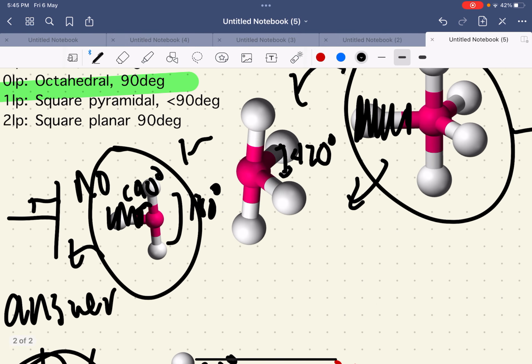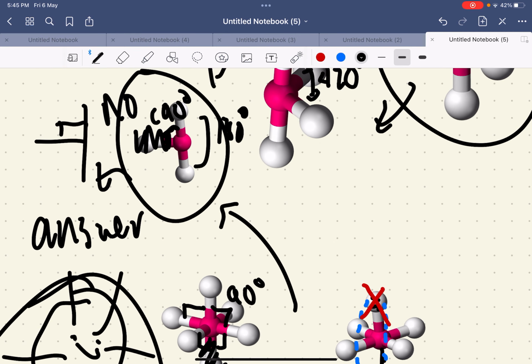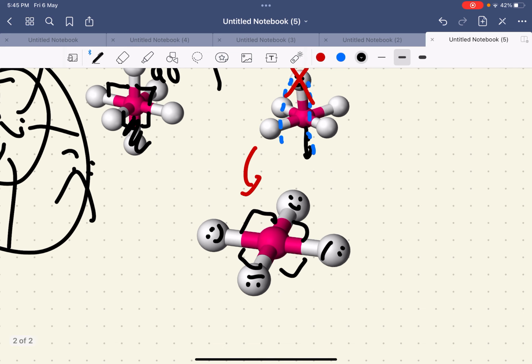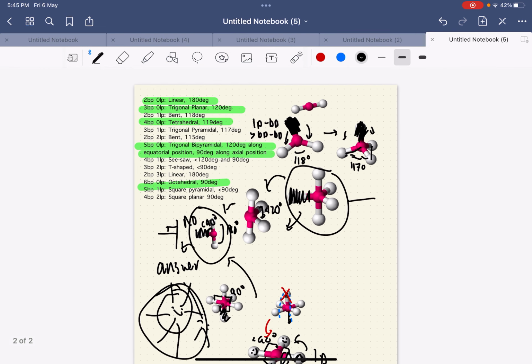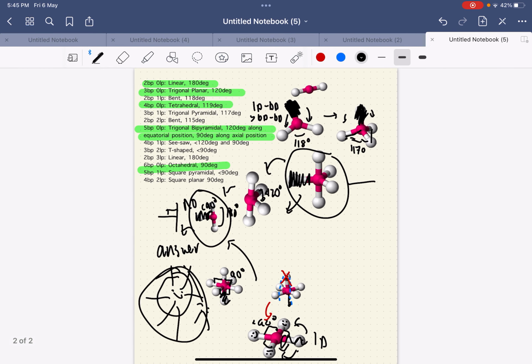Very same logic. Same logic as this one. You ask why T shape is less than 90 degrees? Because this one is 90 degrees. You take this away, it becomes a lone pair, boom boom, repulses more, less than 90 degrees now. You know? So this is an intuitive approach on how to memorize the stuff.